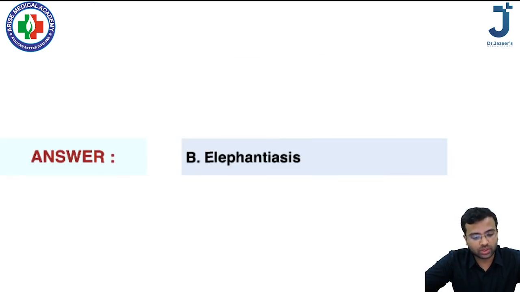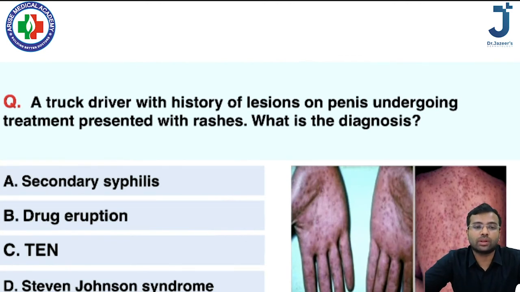Now going to the last question, a truck driver with a history of lesions on the penis, who is undergoing treatment, presented with these kind of rashes. Now what is the diagnosis? So the options given are secondary syphilis, drug eruption, toxic epidermal necrolysis and Stevens-Johnson syndrome. In toxic epidermal necrolysis and Stevens-Johnson syndrome, you know that there is going to be a lot of mucosal involvement, a lot of erosions over the body, and it usually happens after intake of some drug.